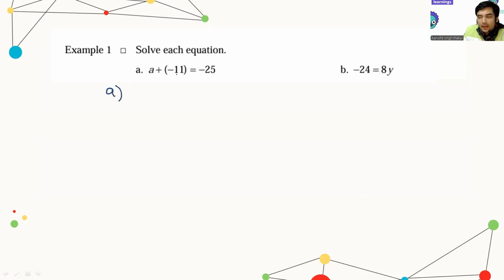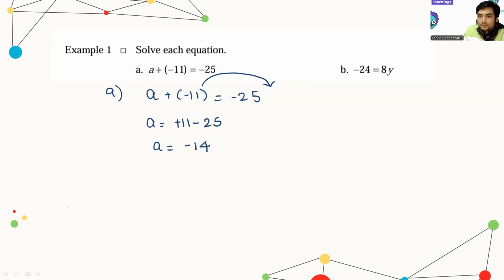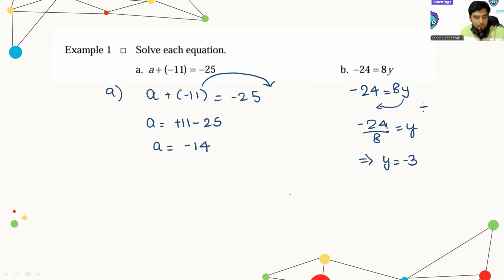Now let's do this part. So a added to negative 11 is given to you as minus 25, right? So this I'll transpose to this side. So minus 11 will become plus 11. So a will be plus 11 minus 25. So a will be equal to minus 14. Right? Now same way. Negative 24 is equal to 8y. Now this 8 is multiplied by y. When you transpose this, this will become divided. So negative 24 divided by 8 is equal to y. So this implies y is equal to negative 3.